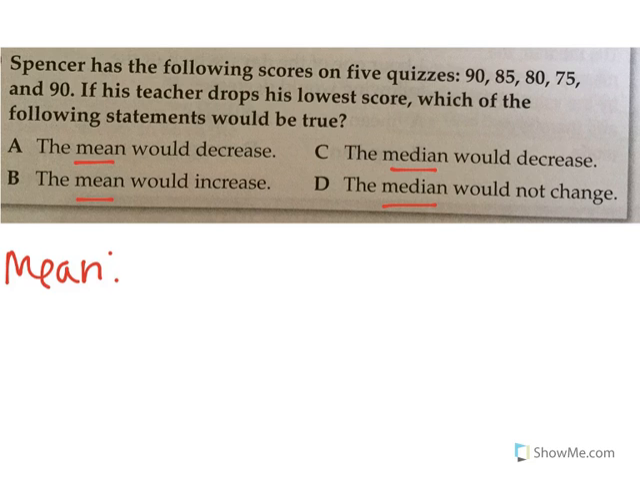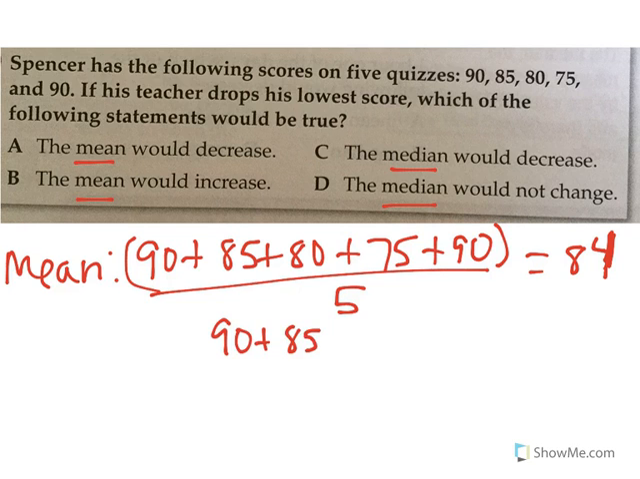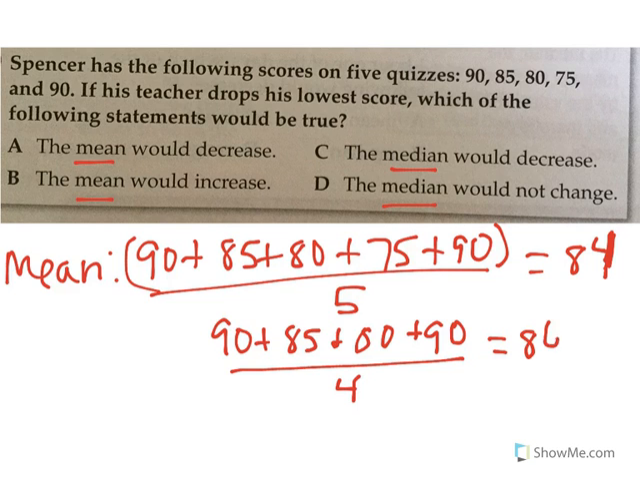Okay, so I'm going to do 90 plus 85 plus 80 plus 75 plus 90 divided by 5. Again, do these values first, then divided by 5. So I'm going to get 84. Okay, so that's what I'm going to compare my data to. Now let's drop the 75. So if I did 90 plus 85 plus 80 plus 90, I divide it by 4 this time, because I dropped that 75, I'm going to get 86.25.